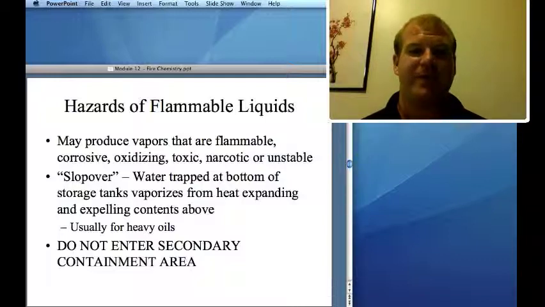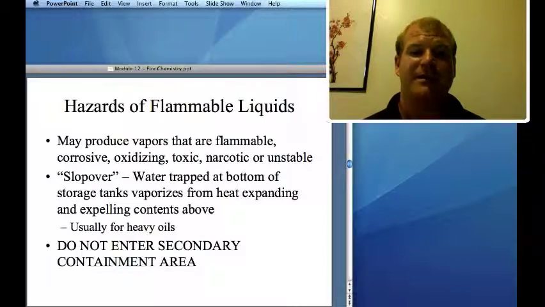So problems with flammable liquids. Some produce vapors that are flammable. So gasoline, for instance, has flammable vapors. These can also be corrosive, oxidizing, toxic, narcotic, or unstable. So many people have seen that oxidizing can burn or hurt your nasal passages. Toxic, you sniff fuels enough, it will get you eventually. A narcotic, so certain people, when you breathe them enough, I've done this, not intentionally, but I've accidentally inhaled too much and felt a little high from it.